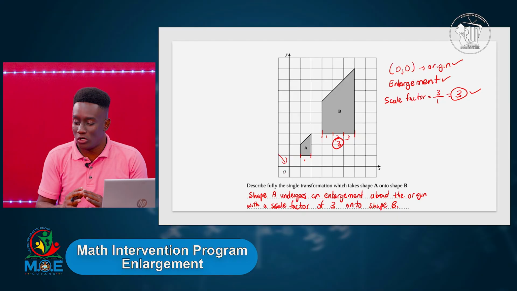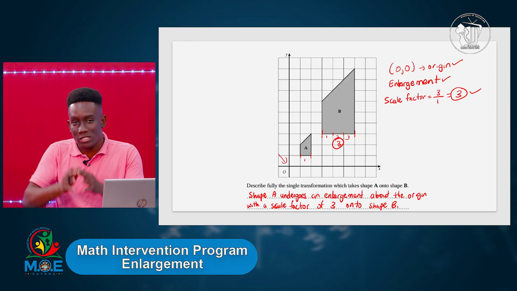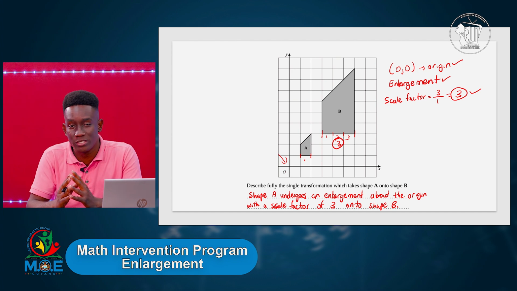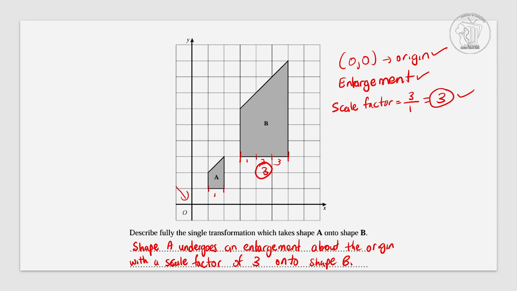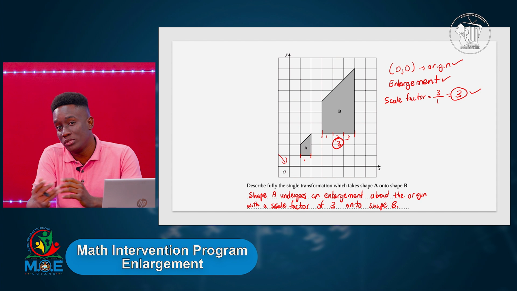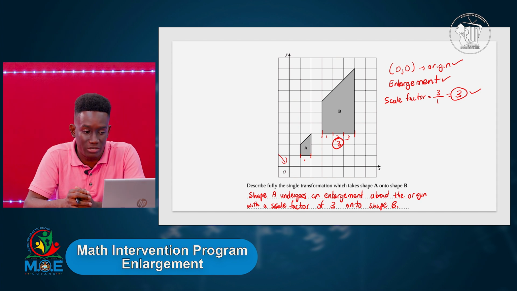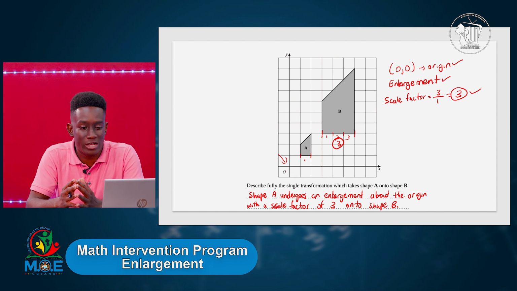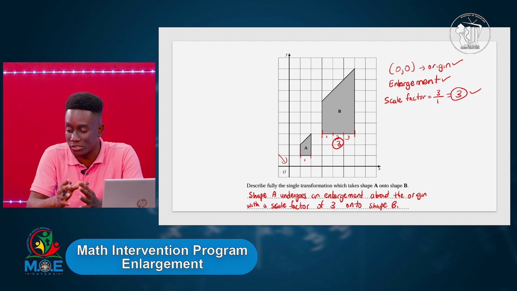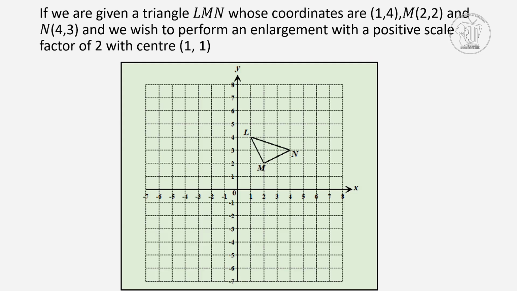We start off with the object, so we say shape A undergoes, and we state the type of transformation. It undergoes an enlargement about the center of enlargement, in this case the origin, with a scale factor that we found to be 3 onto, and we put the image onto, in this case, shape B. And that's how we describe a transformation that is an enlargement. So let's look at another example to end off this video.